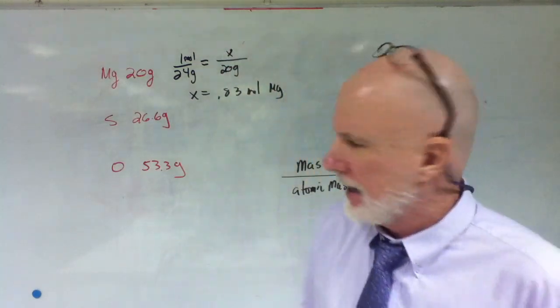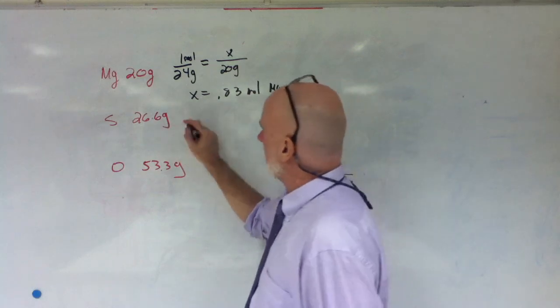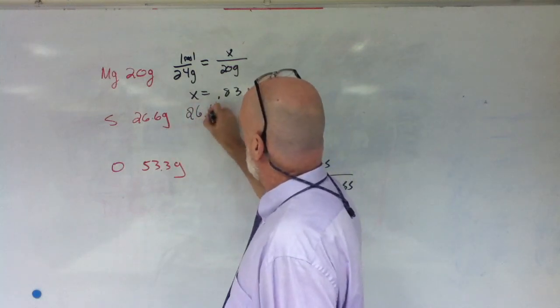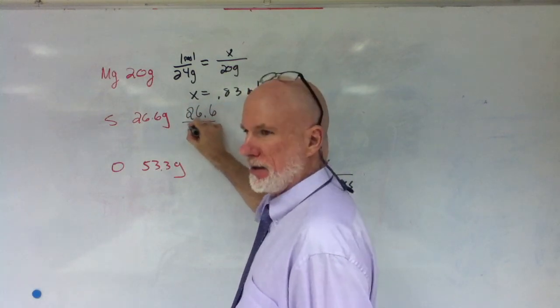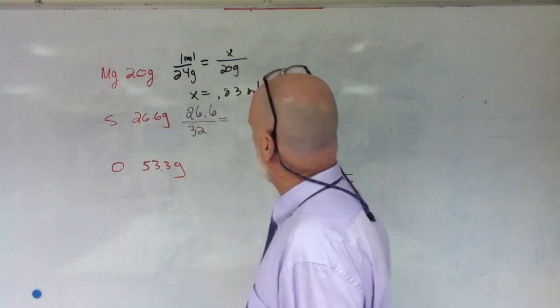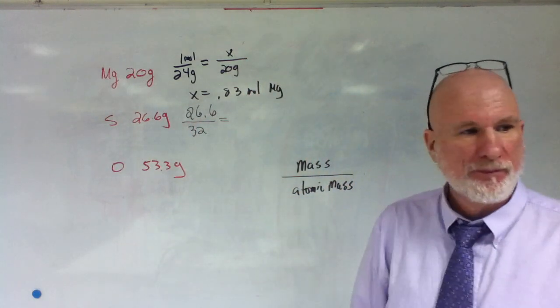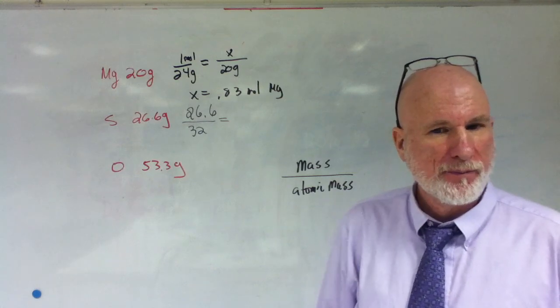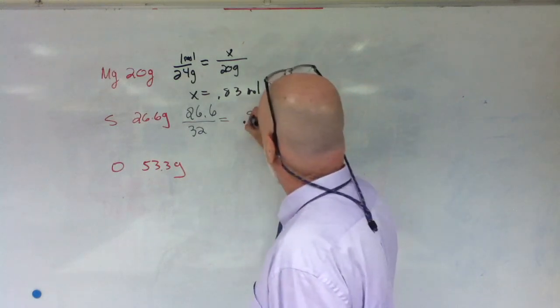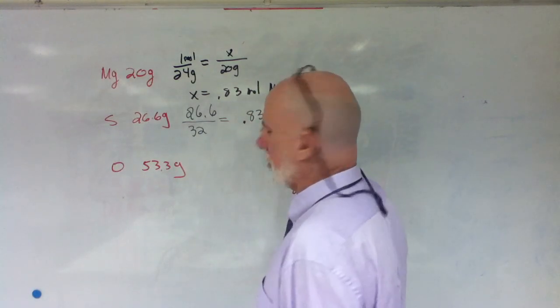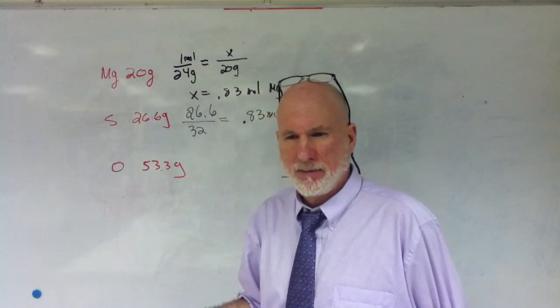So what is 26.6 divided by 32? What does that equal? 0.83. Well, yeah, round it up. But it's close enough, right? Yeah. Okay.